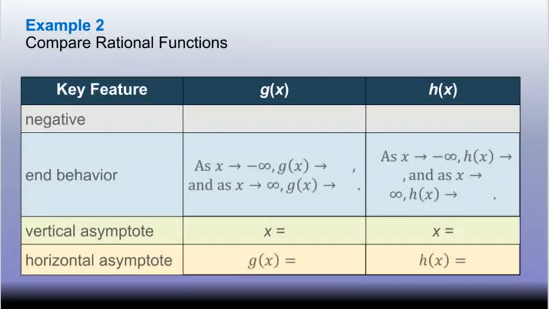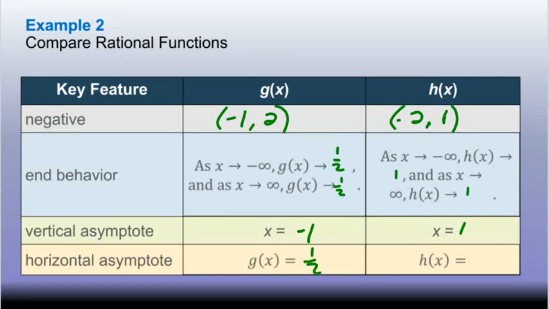Negative, when is it negative? This one between -1 and positive 2. And this one is between -2 and positive 1. End behavior, as x approaches -infinity, g of x approaches 1/2. As x approaches positive infinity, g of x approaches 1/2. The other one would approach 1. And the vertical asymptotes, -1 and 1. Horizontal asymptote is at 1/2 and 1.